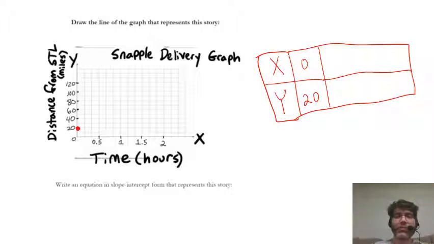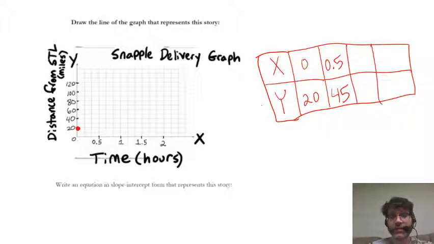Okay. Now remember, traveling every half hour, he goes 25 more miles, right? So at a half an hour of driving, he's 25 more miles further away from St. Louis, and 25 plus 20 is 45. So at 0.5 hours, or a half an hour, he's 45 miles away from St. Louis, which is going to be right about there.